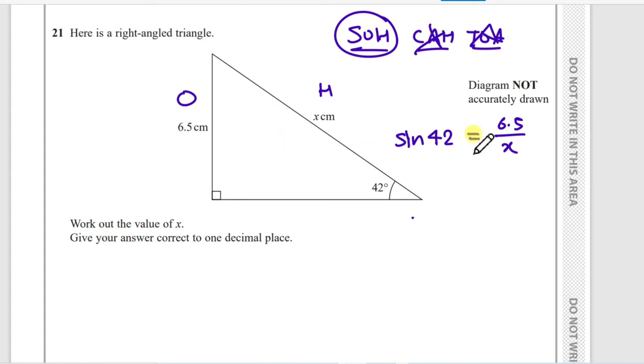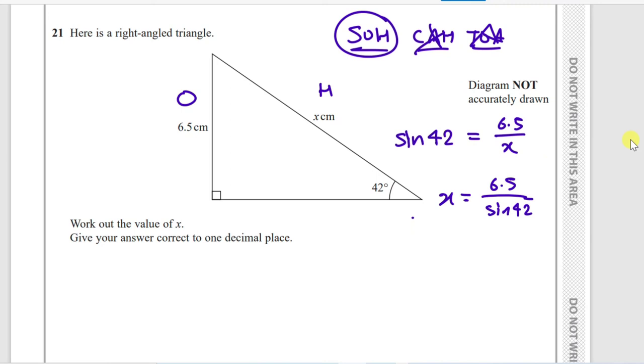Now, all you've got to do is literally rearrange this and make X the subject. Well, you've got 6.5 divided by X. To get to the other side, you multiply by X. So I just swap these two around, yeah? It's just going to be X equals 6.5 over sine 42 in the calculator. So just make sure you enter that in the calculator, guys, yeah?